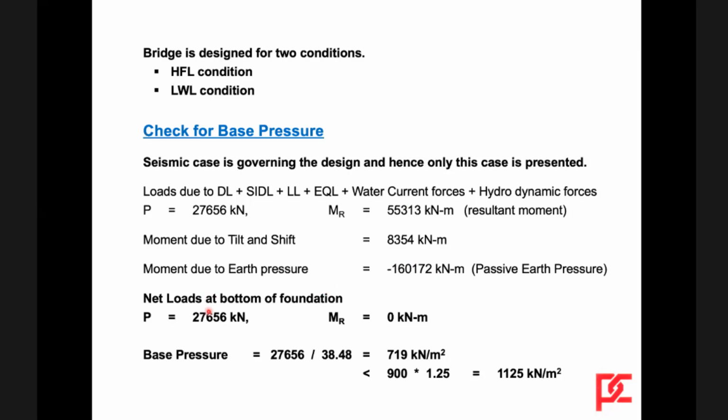Hence, the net load at the bottom of the foundation is only a vertical load of 27,656, no moments. And this is the area of cross section of the well, which gives a base pressure of 719 against allowable 900, enhanced by 25% for the seismic case. So this is how the 7-meter diameter well is sufficient, mainly because we are able to nullify all the horizontal load effects because of the passive earth pressure.